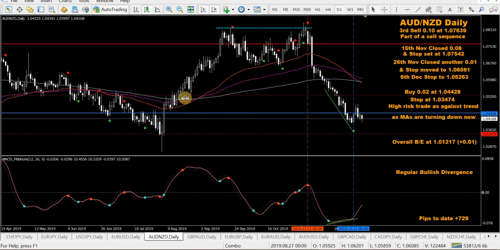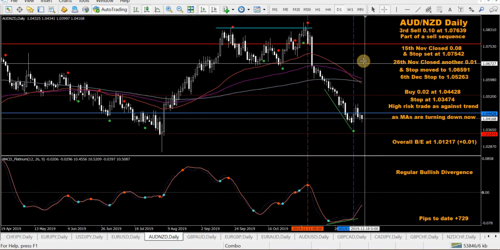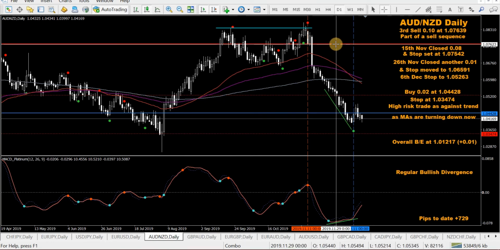Aussie New Zealand, took a sell up here. It was a big one. I was already in a sequence. Worked out well for me. I've already closed most of it. Wow, what am I reading? Yeah, I'm down to 0.01 now from back up here. So it's a good move down. It's not a big fast moving pair, but it's down 350 pips or so.